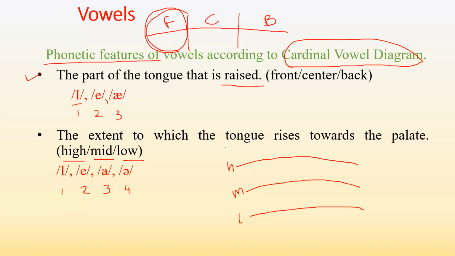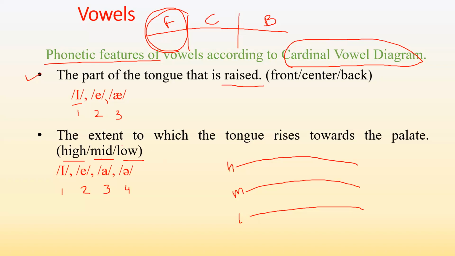What about the high vowel among these? E. Yes, E, correct. The first vowel is a high vowel. Because when we say E, you can feel your tongue is very close to the hard palate, right? It lies in a high position inside the mouth. So E is a high vowel.